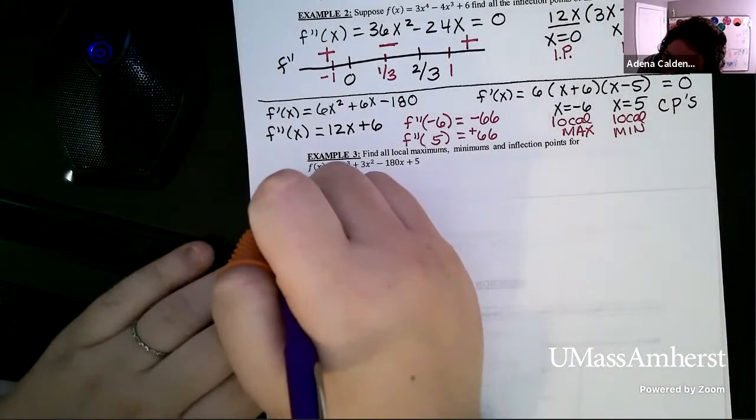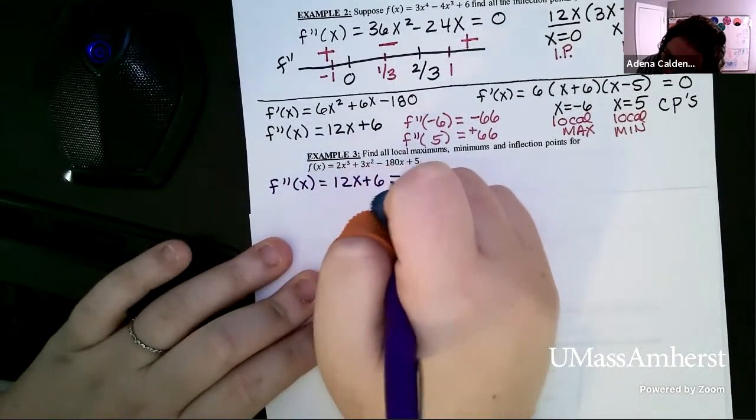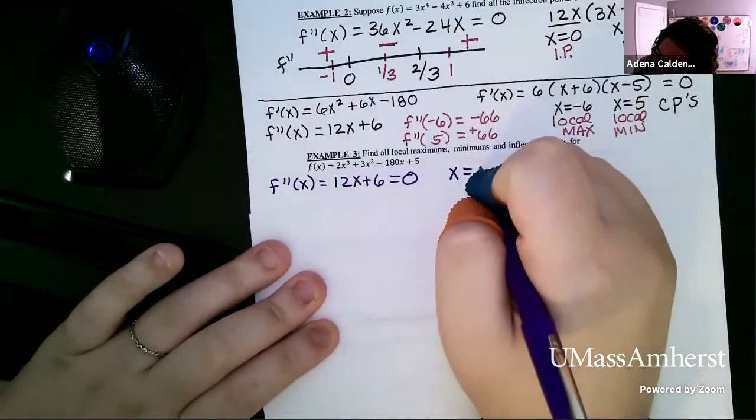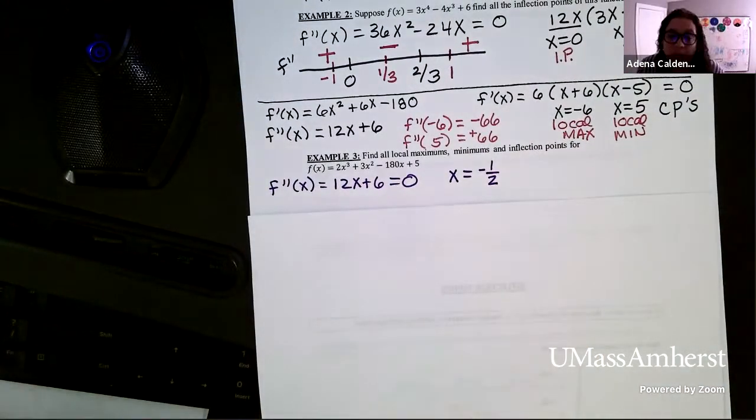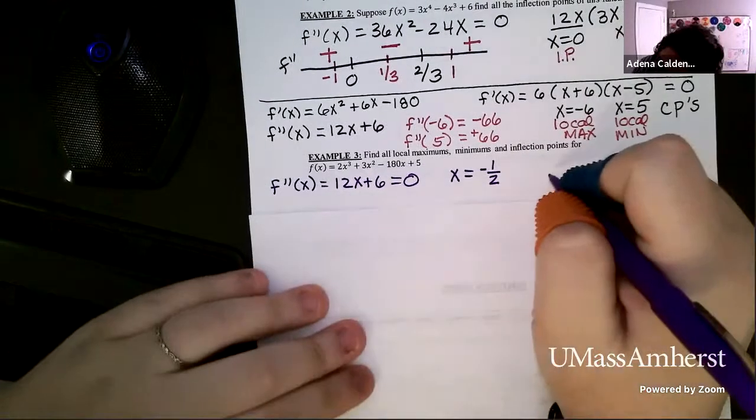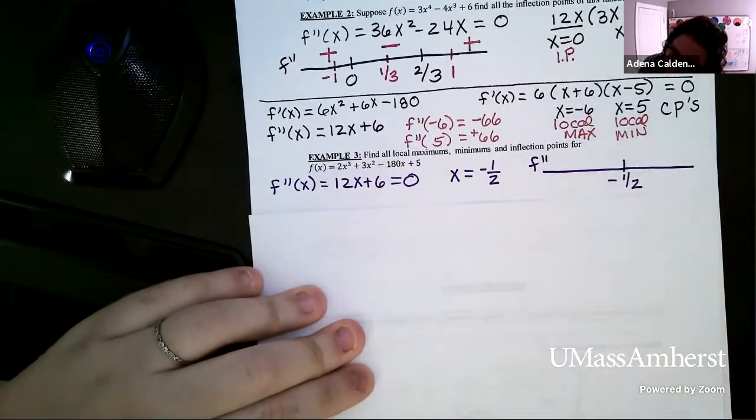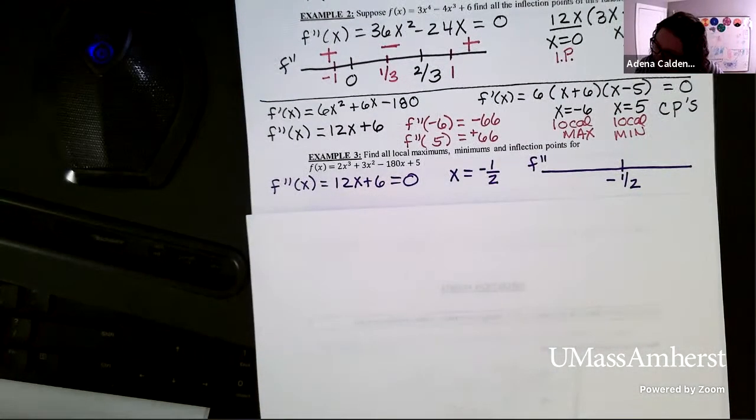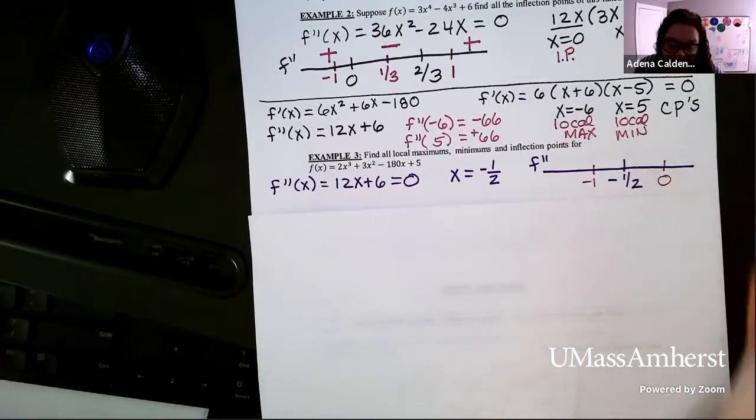I need to set my second derivative equal to 0. I subtract 6 over and then divide by 12, and I get x equals negative 1/2. If I have an inflection point, this is where it will be, but I need to check. So I throw that negative 1/2 on a number line. I want to test something to the left and something to the right. To the left I'm going to use negative 1, and to the right I'm going to use 0, just because they're convenient for me.